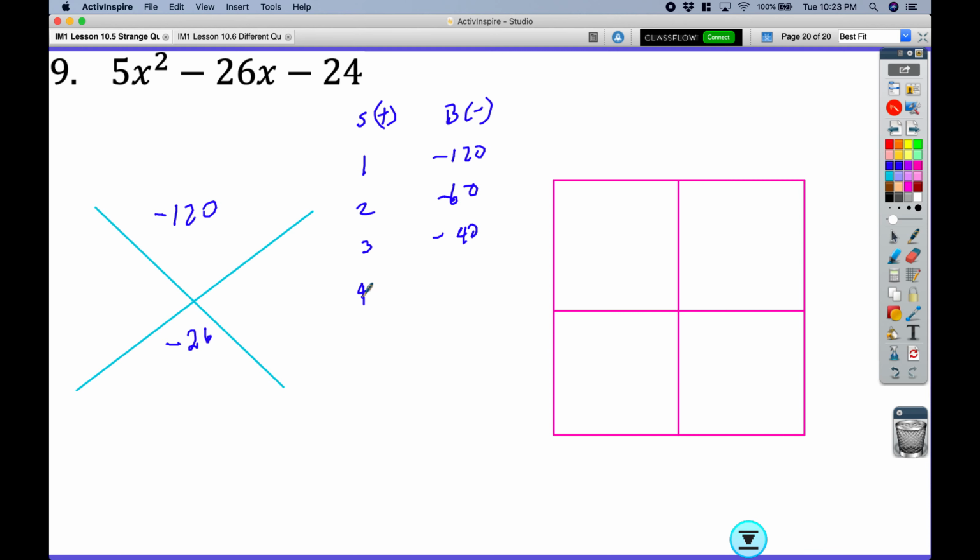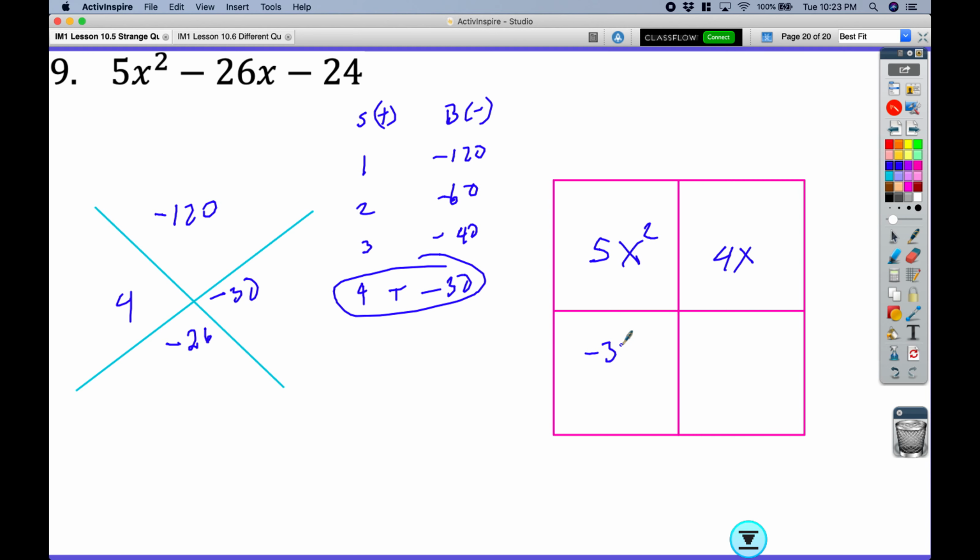let's see, 4 and 30. Okay, and I know when I add these together, I'll get my -26. So we're going to have 4 and -30. So then I just plug these in right here. I got 5x squared, 4x, -30x, and -24.